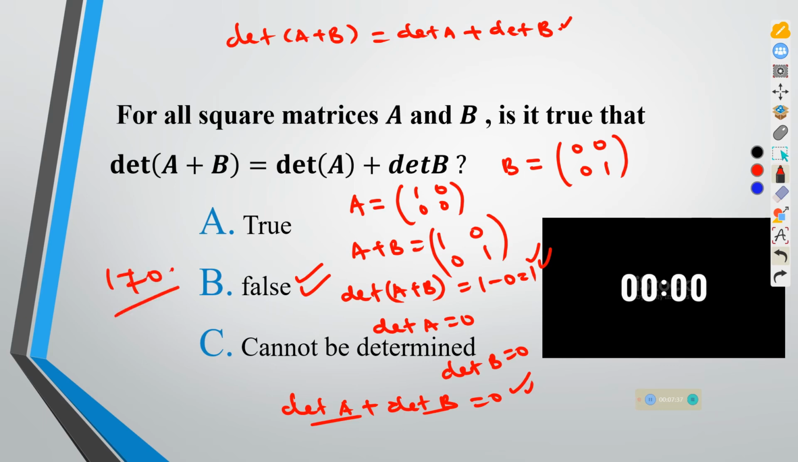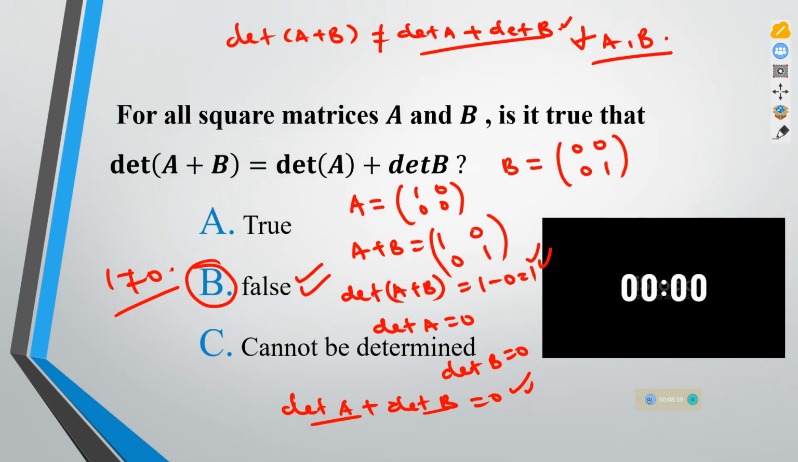So clearly we can see that this cannot always be true for all the matrices A and B you pick. That means that for all square matrices A and B, it is not true that the determinant of A plus B is equal to the determinant of A plus the determinant of B. So that answer there will be false. That is for that question. So we shall look at the next question.